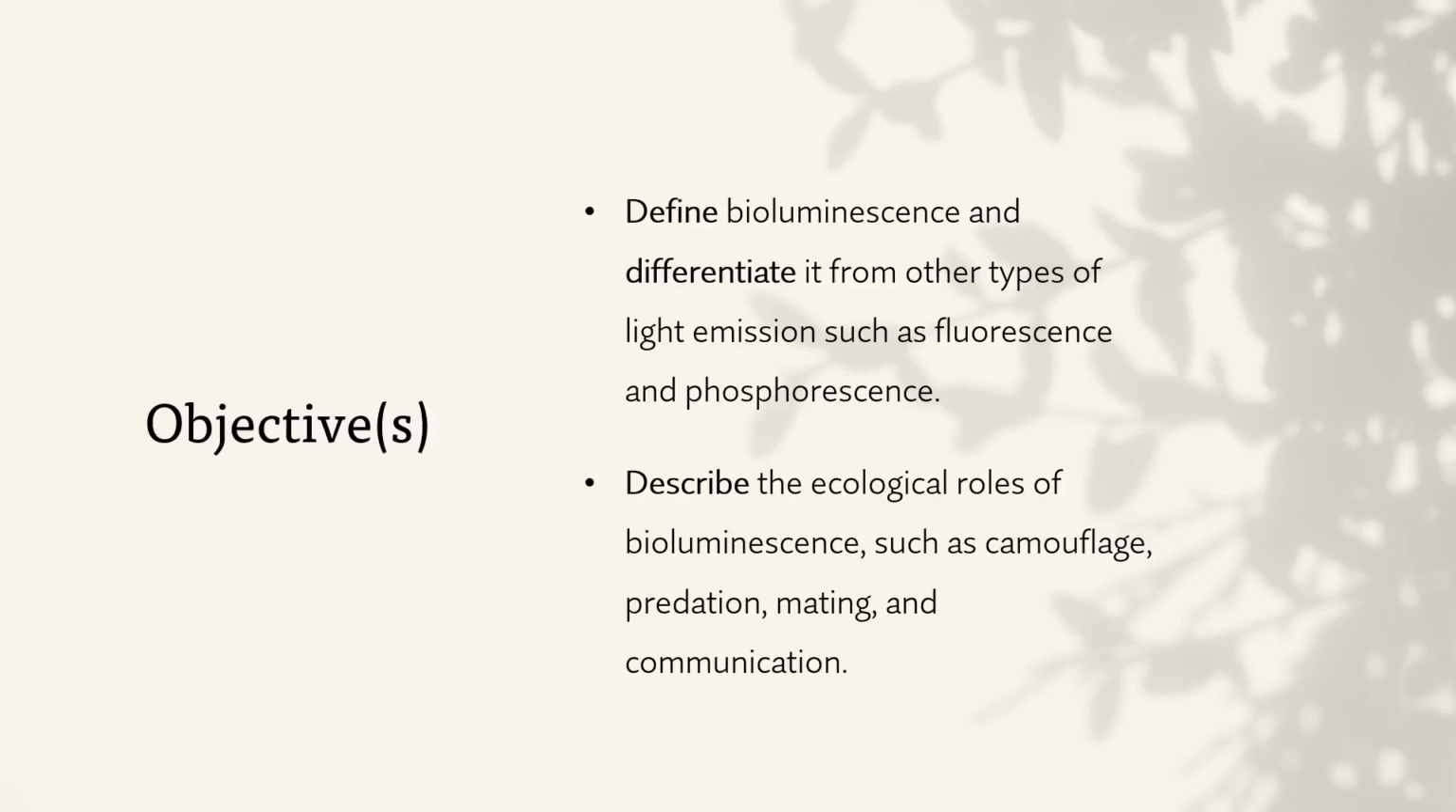So, got two objectives for today's lesson. First is going to be a defining objective, and then we'll have a describing objective as well. Some other small ones might be mentioned throughout. But first, define bioluminescence and differentiate it from other types of light emission, such as fluorescence and phosphorescence. And then describe the ecological roles of bioluminescence, such as camouflage, predation, mating, and communication. We'll talk a little bit more about that as the lesson rolls along.